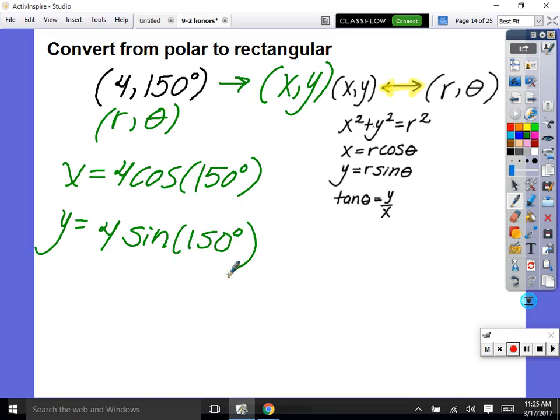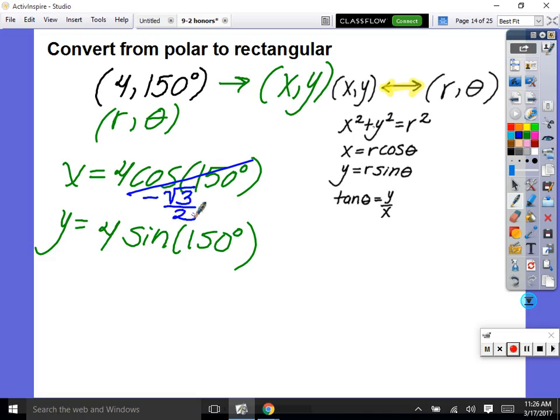So now you'll go to your unit circle, locate 150 degrees so that we can actually simplify this to be actual distance. So what is cosine at 150? Well, negative root 3 over 2. Very good.